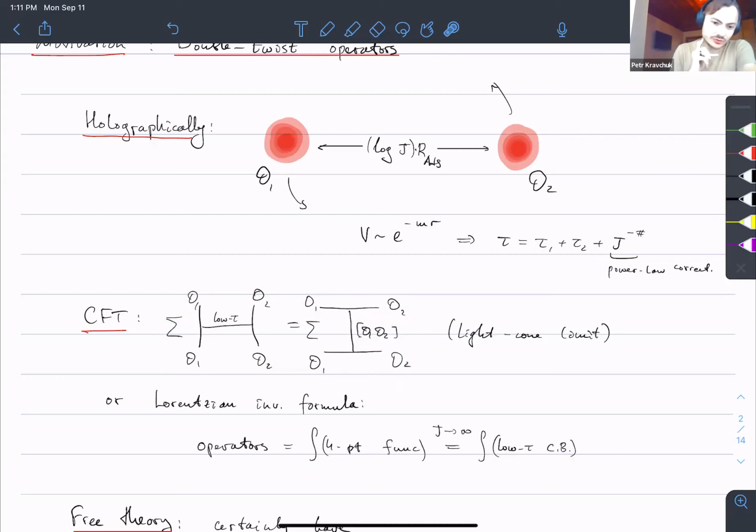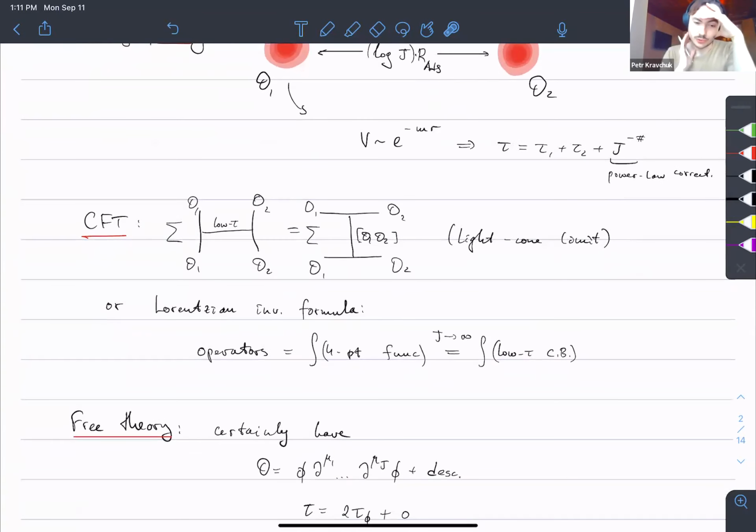A more modern approach to this is the Lorentz inversion formula, which again is not going to be super important for this talk. But the rough idea is that the Lorentz inversion formula gives you properties of various operators as an integral expression of the 4-point function. And when you take the limit of large spin, you can approximate this 4-point function by contributions again of some low twist conformal blocks. And once you plug these low twist conformal blocks into this integral, you get again the prediction that these double twist operators should exist.